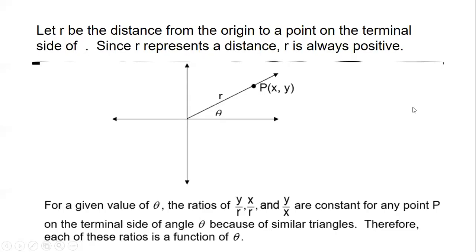So, here we go. Let R be the distance from the origin to a point on the terminal side of the angle. So we have angle theta here, and R is going to be the distance between the origin and a point, any point.